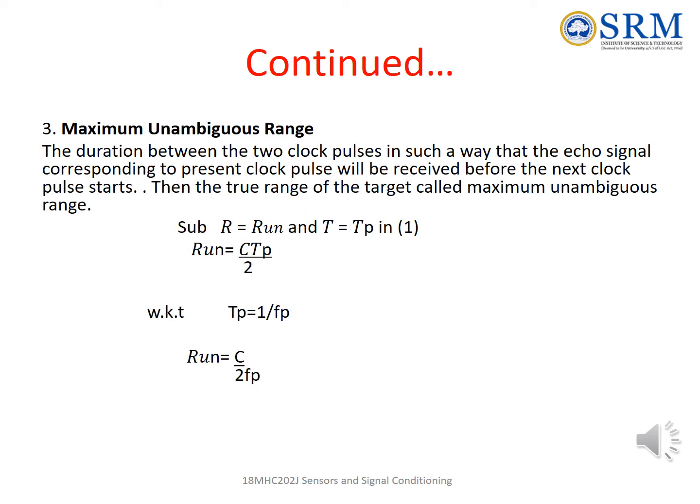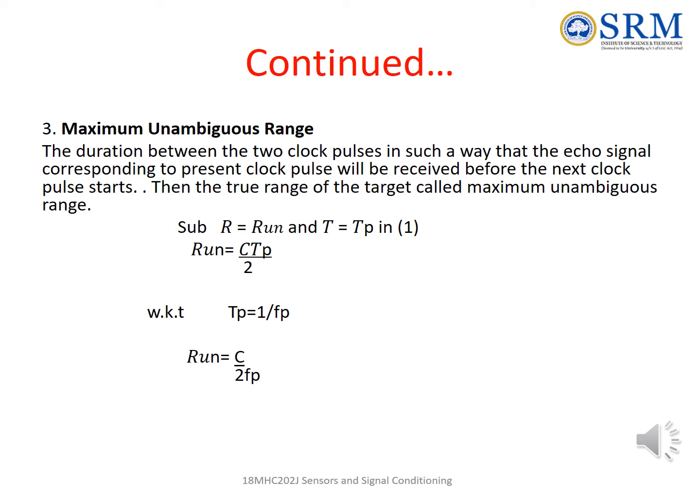We know that radar signal should be transmitted at every clock pulse. If we select a shorter duration between two clock pulses, then the echo signal corresponding to present clock pulse will be received after the next clock pulse. Due to this, range of the target seems to be smaller than the actual range. So we have to select the duration between the two clock pulses in such a way that the echo signal corresponding to present clock pulse will be received before the next clock pulse starts. Then we will get the true range of the target. This is called the maximum unambiguous range.